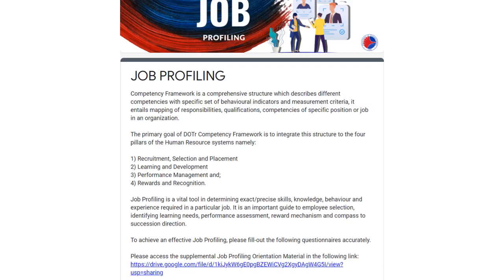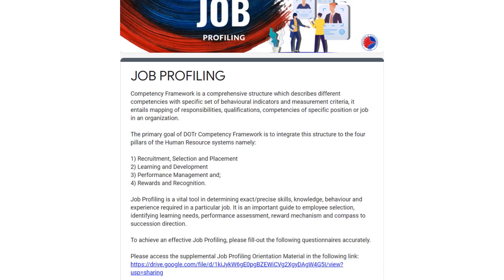At the DOTR, we also have our competency framework, which is a comprehensive structure that describes different competencies with a specific set of behavioral indicators and measurement criteria. So this one entails mapping of responsibilities, qualifications, and competencies of a specific position or job in an organization.